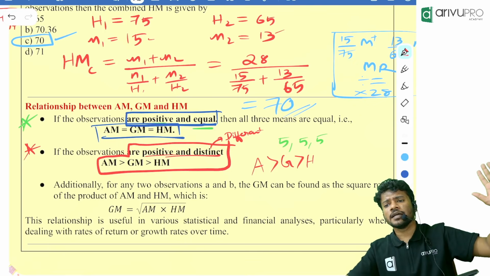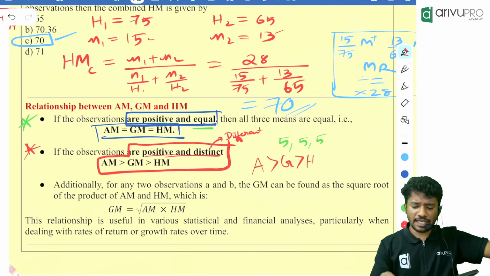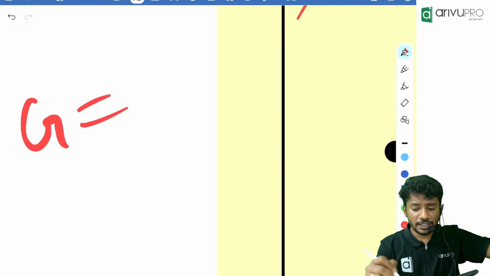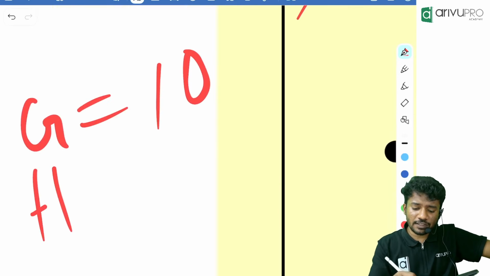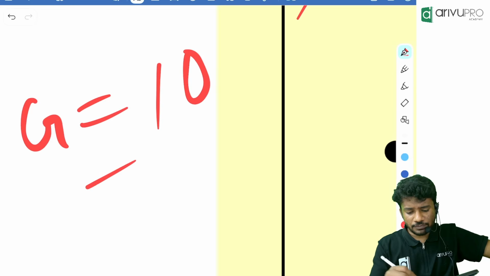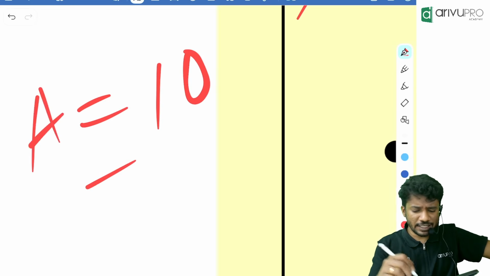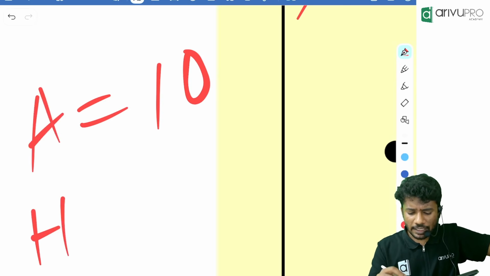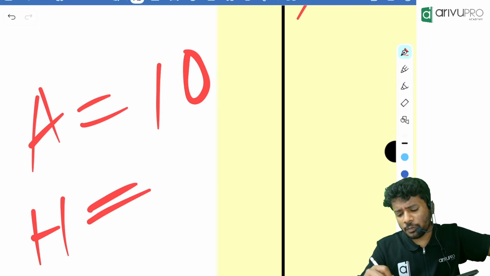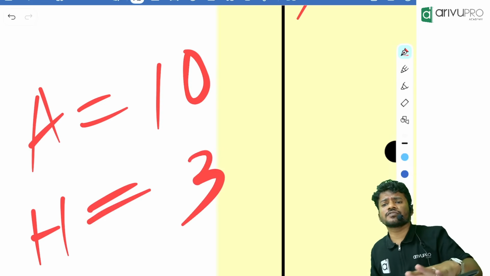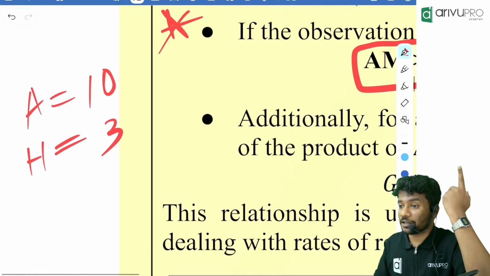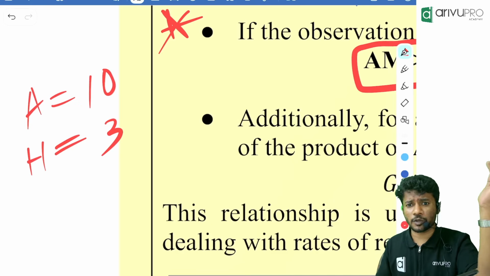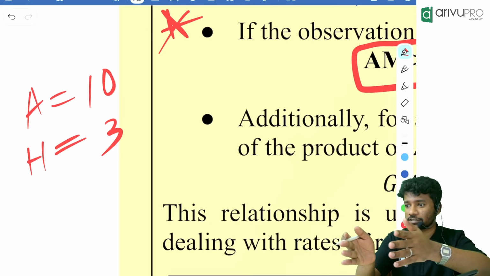Now, you might find a question like this in the future. They will give you the value of GM, for example 10, or instead of GM, they will give you the value of arithmetic mean. Then they will give you the value of harmonic mean, and ask you to find the value of geometric mean. One of the most repeated types of question. Why are they asking such a question? Because it is combining all the measures of central tendency together.